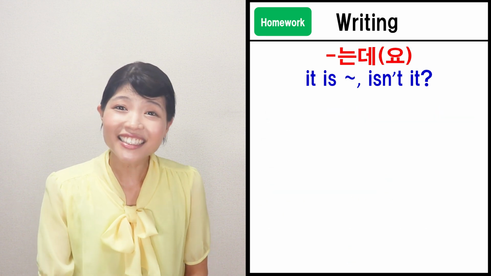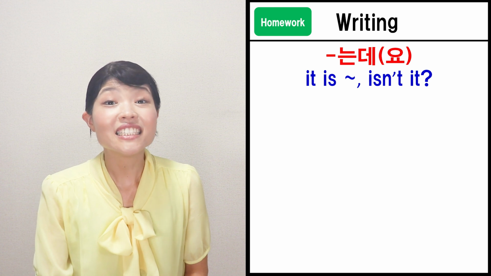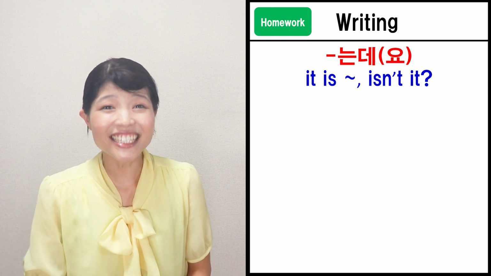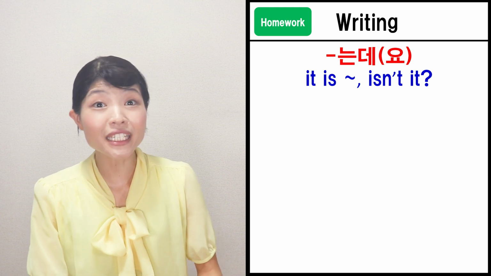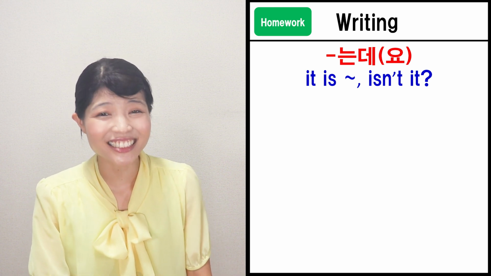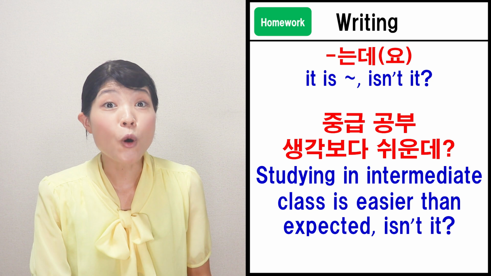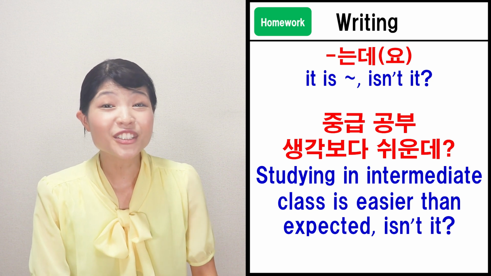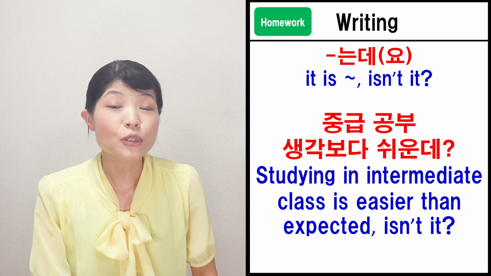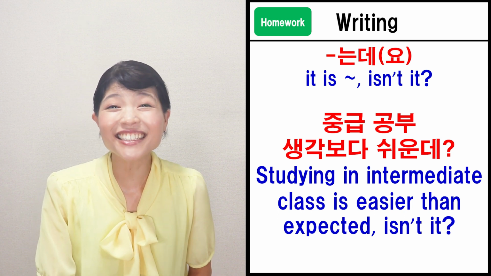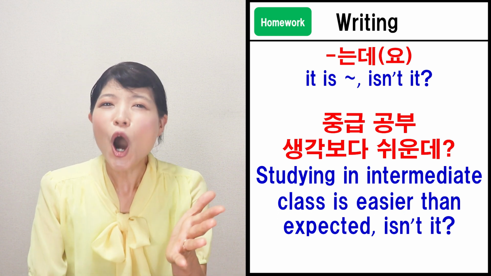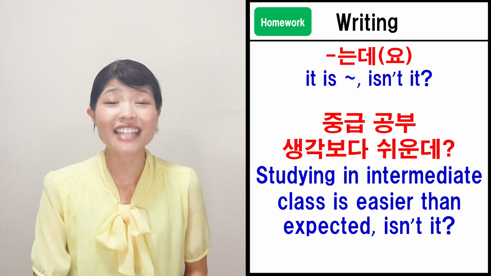For the second sentence, please use 는데요. It is, isn't it? You can make a sentence to tell surprise or admiration of something unexpected. For example, 중급 공부 생각보다 쉬운데? Studying in intermediate class is easier than expected, isn't it? I made this sentence hoping you guys are thinking the same way.